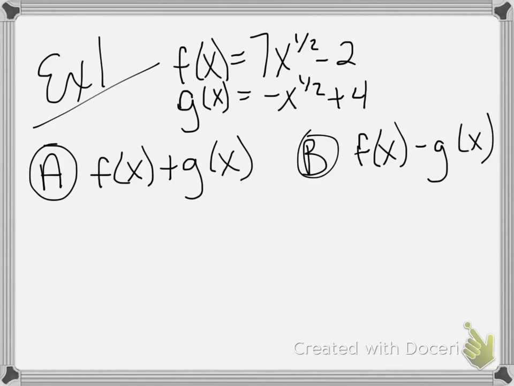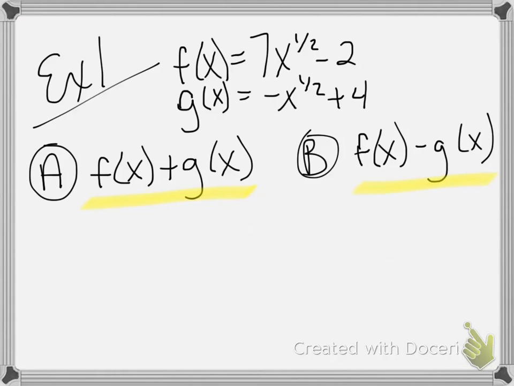The first example I did was if f of x is 7x to the 1/2 power minus 2 and g of x is negative x to the 1/2 power plus 4, we can do two things. One of those is to add f of x plus g of x, and the other one is to subtract f of x minus g of x.